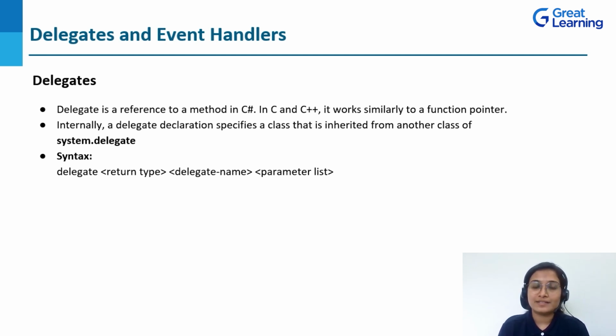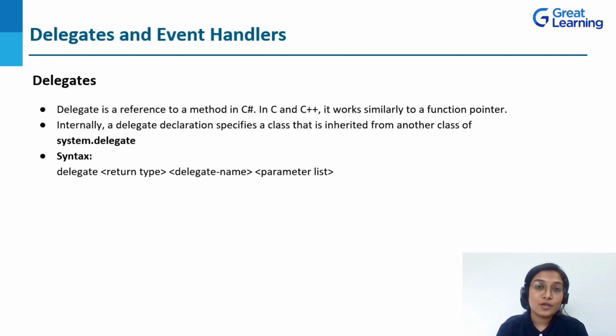For this event, this is the action. For event 2, action 2. For event 3, action 3. So this is how we mention and align it accordingly. When that event is triggered, that particular action occurs, right? So that is how delegates work. So let's see the syntax. The delegate is a keyword which we use with a return type, delegate name, and also a parameter list, right?